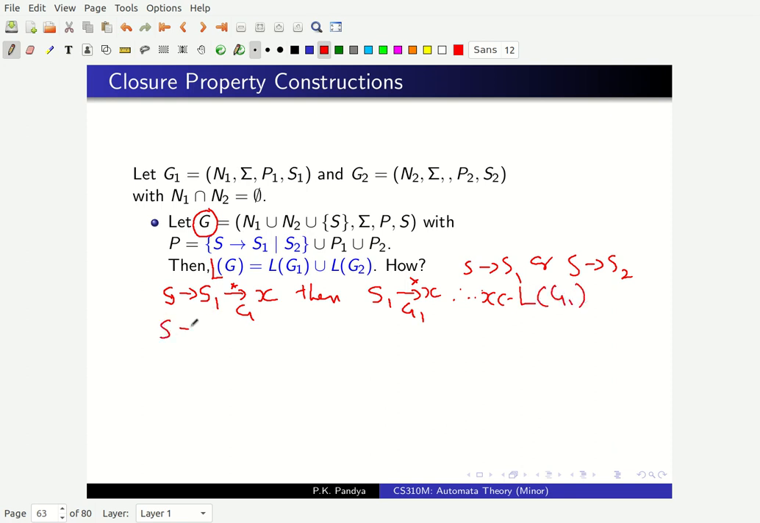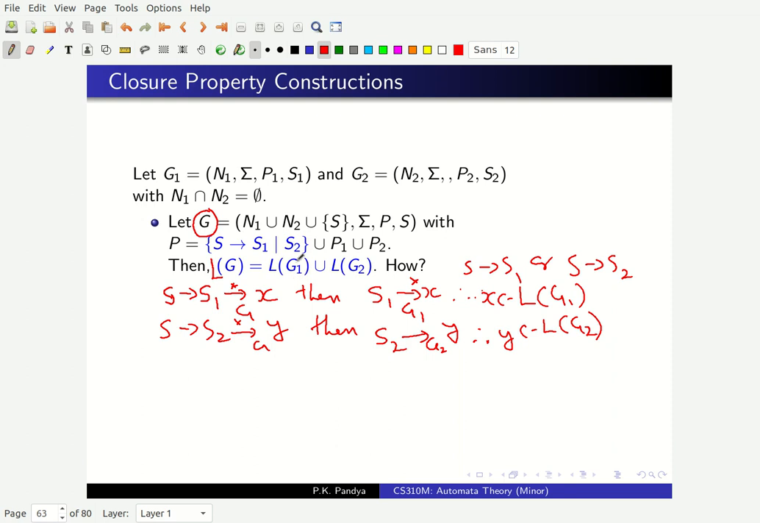If S derives S2 first, and then this in grammar G leads to some string Y, then it is easy to see that S2 in grammar G2 derives Y, because we can only apply rules of grammar G2 here, because the symbols of G1 are disjoint from symbols of G2. Therefore, Y belongs to L(G2). And we are done with this. So this is the proof that any string which is derivable in G belongs to either language of G1 or language of G2. And the converse is also easy to show.